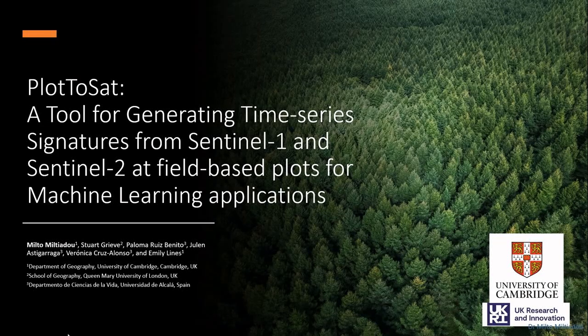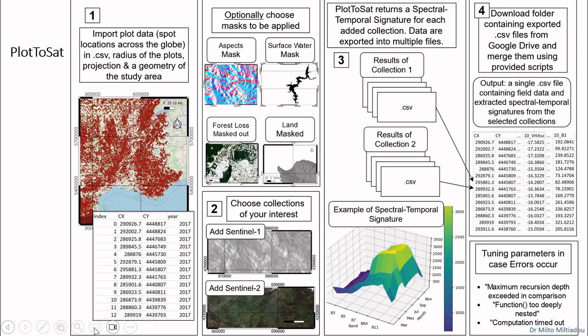Today I'm going to explain to you how to use PlotToSat for generating time series of satellite data from multiple plot locations. PlotToSat takes as input a CSV file containing the plot information. The user can use Sentinel-1, Sentinel-2 or both datasets. They may choose to apply some mask for data cleaning. The time series are exported into separate CSV files to their Google Drive. Once they download these files, they can merge them using a provided script.